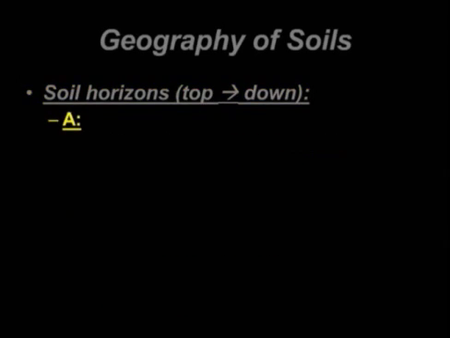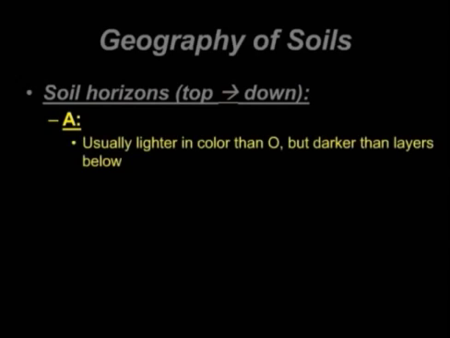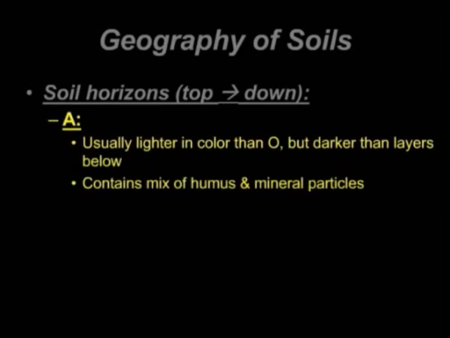Just below the O layer is the A layer. The A layer is a little bit lighter in color than the O layer, but darker than the layers below. That's because of the higher percentage of humus in this horizon that's closer to the O, closer to the top. This area contains a mix of humus and mineral particles. There's not as large a percentage of humus in this layer as there is in the O layer, but still there is a good amount of nutrients and organic matter, which gives that darker color.